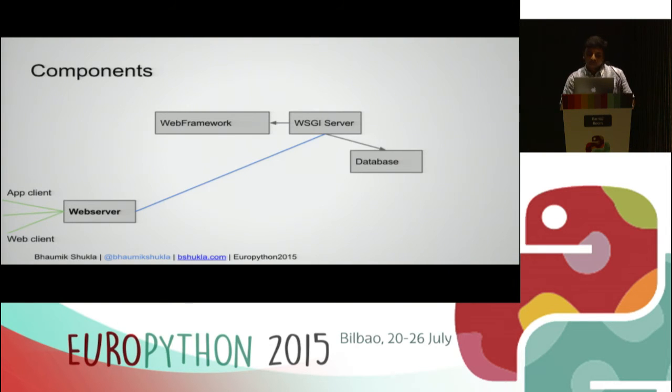Next is the web server. Any client, any requests will not directly communicate with the WSGI server. They will pass through the web server. The web server will take care of all the requests, handle them and pass them to the WSGI server. The WSGI server will process it and return back the response. So this is the general architecture we need to figure out.